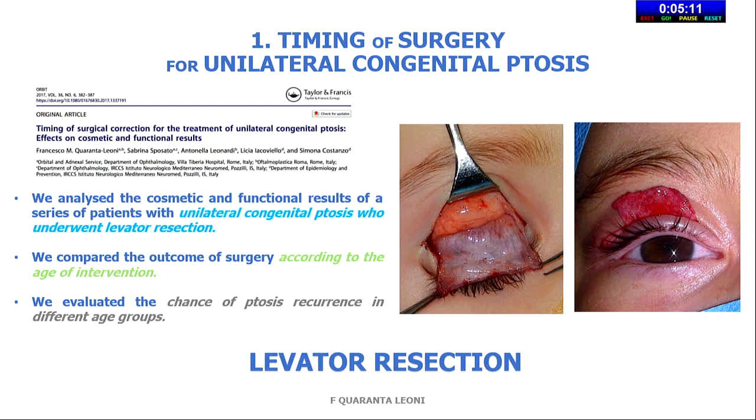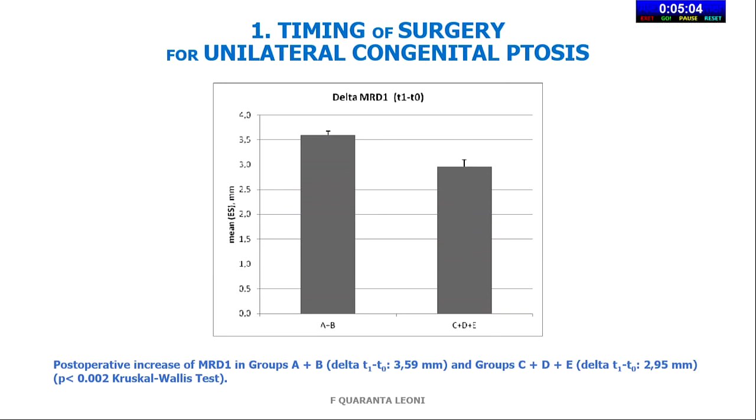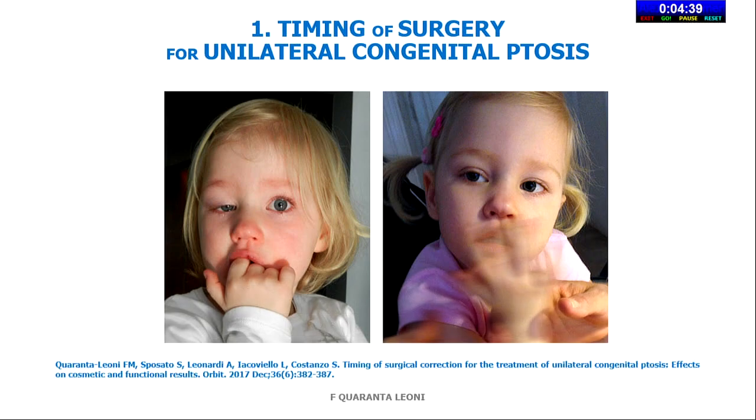And we reviewed our cases recently, and we found out that the best results were when we operated on these children between the age of 2 and 4, which is A plus B, as opposed to children older than 4, C, D, and E. So the results were significantly better, both in terms of functional result, cosmetic result, and decrease of postoperative lagophthalmos. And we see some of our results.